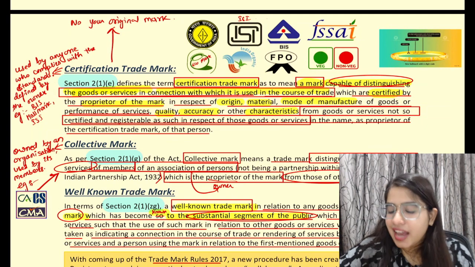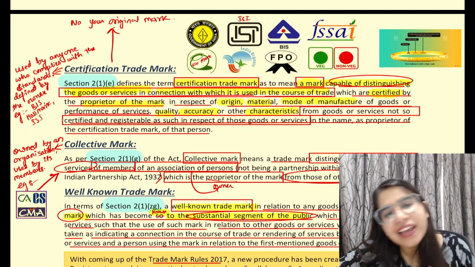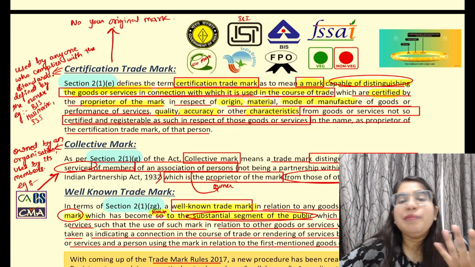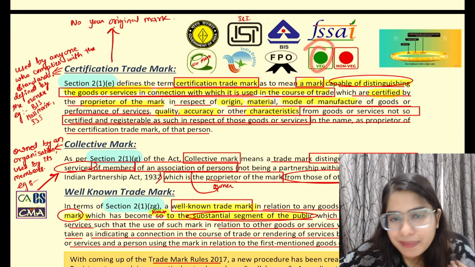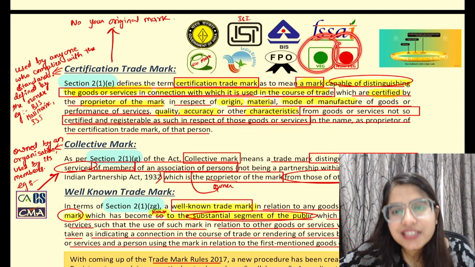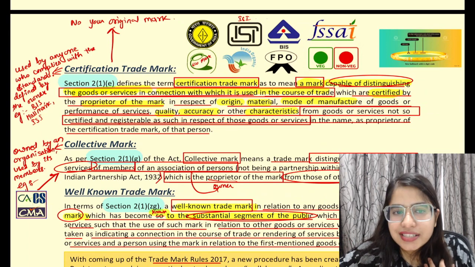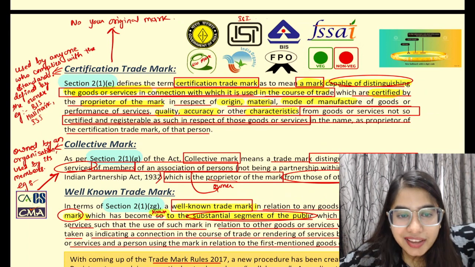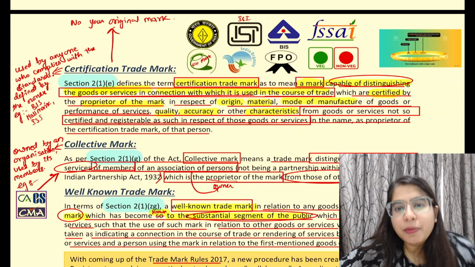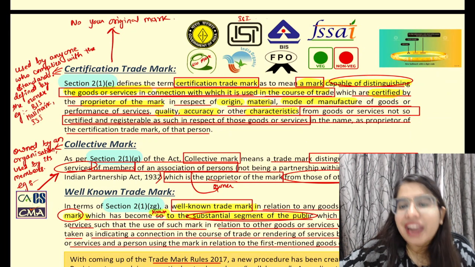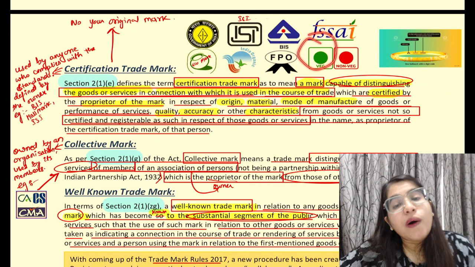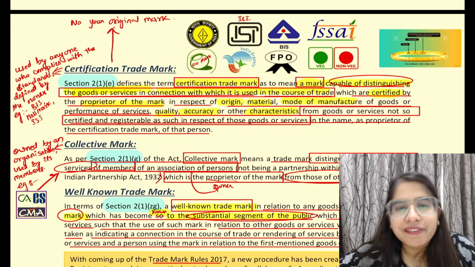Are you understanding? Am I owning this green dot? Can only I use this green dot? No, I'm not owning this. This is not owned by me. This mark is not owned by me. Are you understanding? This is owned by a government body, or you can say a proper body. But they are allowing me to use this green mark with their permission, because I am complying with their requirements.